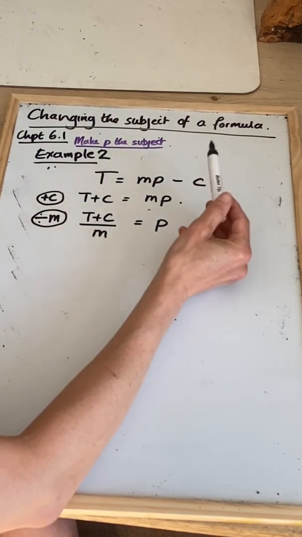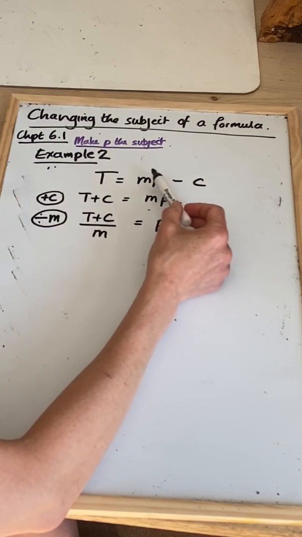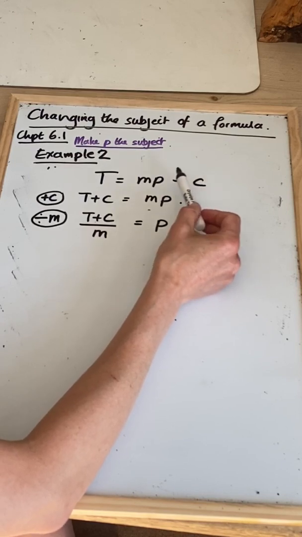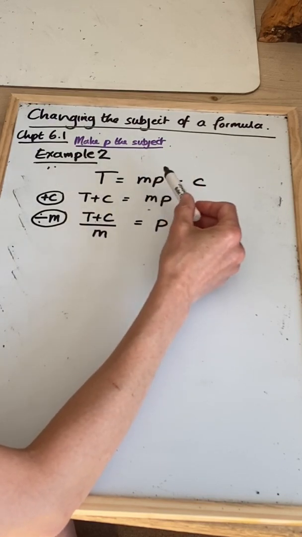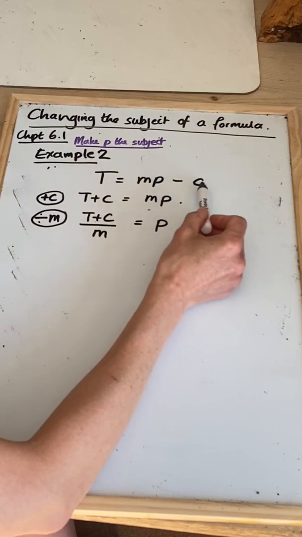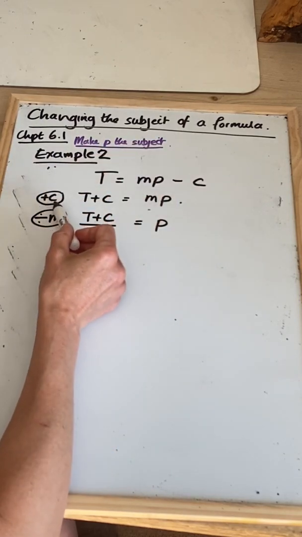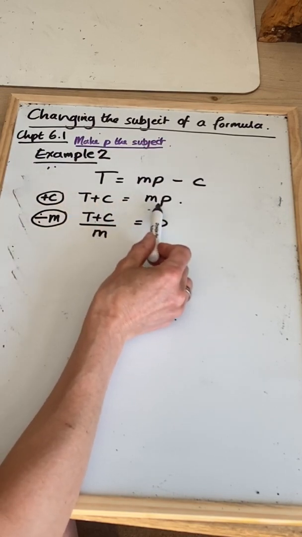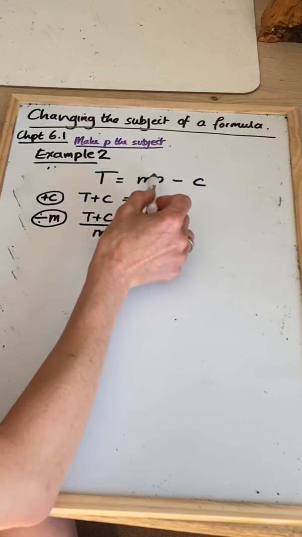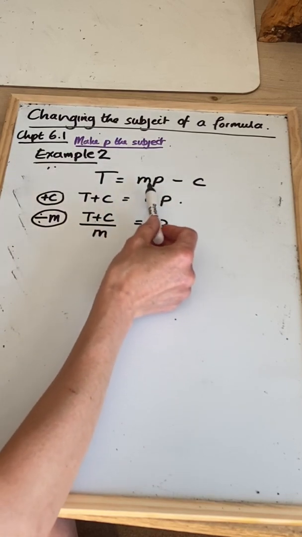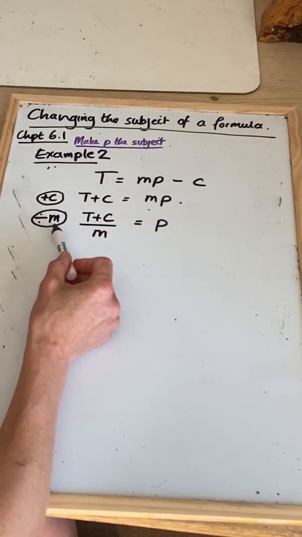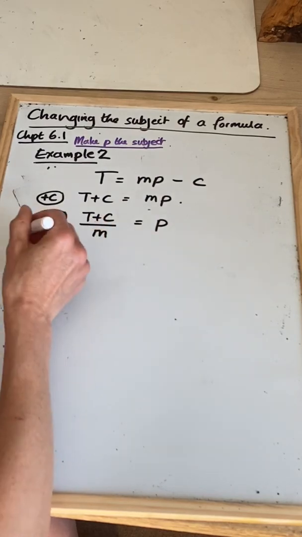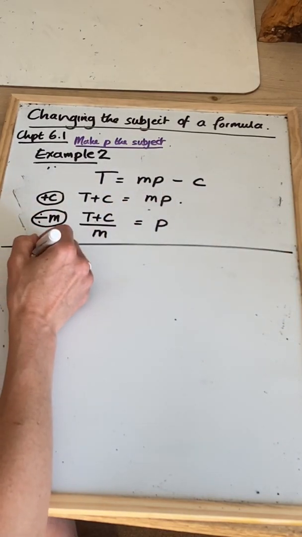So just recap. Originally, this p had been multiplied by an m and then had a c taken away. We're going to reverse out those operations in reverse order. Minus c was the last thing that happened to it, so plus c is the first thing we're going to do as we're starting to change the subject. First thing that had happened to it was it had been multiplied by an m, so the last thing we're going to do is divide by an m to reverse that out. So that's there.